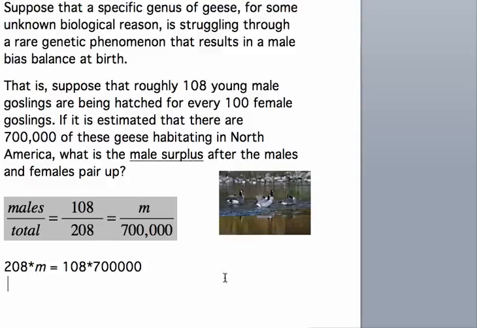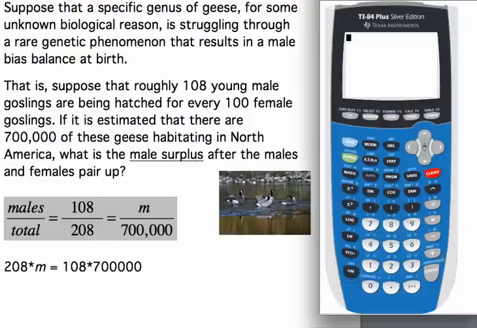But this is where we're going to ultimately need the calculator, so I'm going to call up the TI-84. That'll save my goose right here. We're going to need a little bit of help from the calculator, so I'm going to take that 108 and multiply it by the 700,000 North American geese of this genus. And then to get this 208 over to the other side, as you probably already know, we're going to be dividing. So I'll divide by 208. There we go. And as you can see, we have the number of males in the total population.